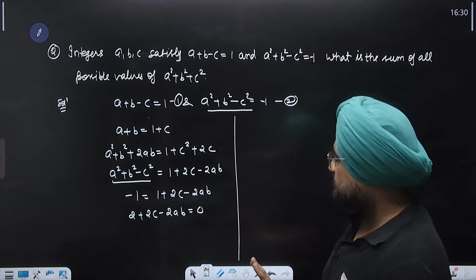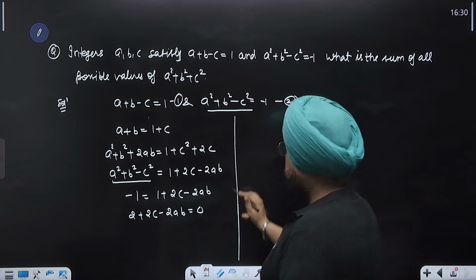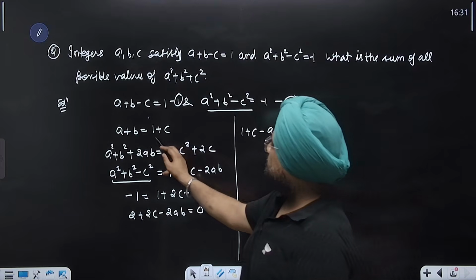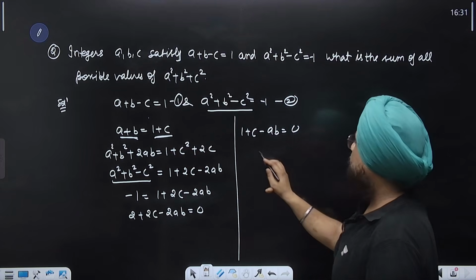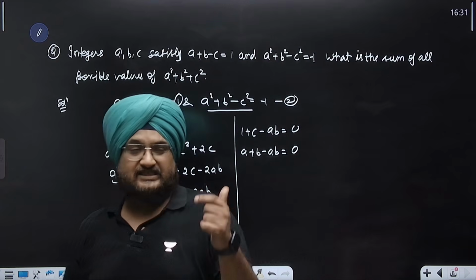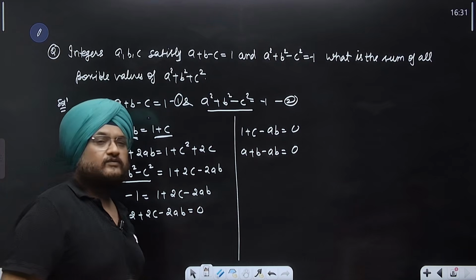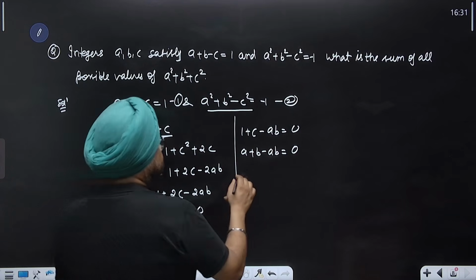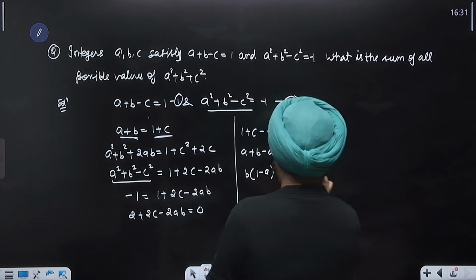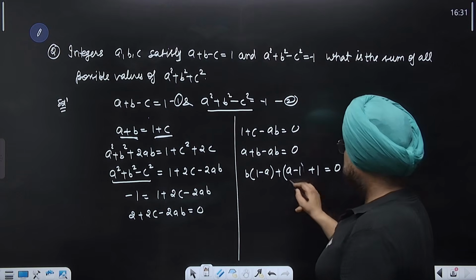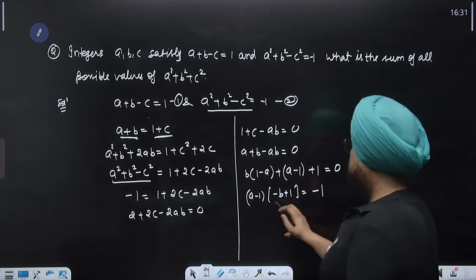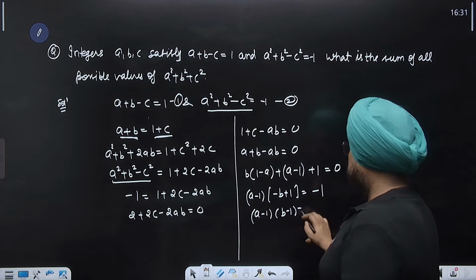Again we are stuck with an equation with three variables in it. Now we can use 1 plus C is equal to A plus B to eliminate one of the variables. So A plus B minus AB equal to 0. Now this equation can easily be converted into two factors. How come? Take B common: B times (1 minus A) plus A minus 1 plus 1. Now taking A minus 1 common, minus (A minus 1)(B minus 1) equals minus 1. So (A minus 1)(B minus 1) equals 1.